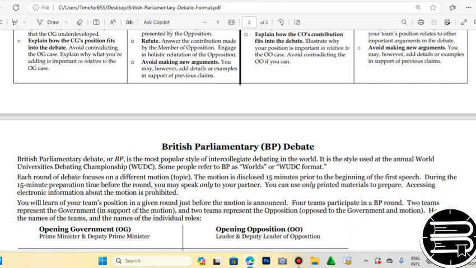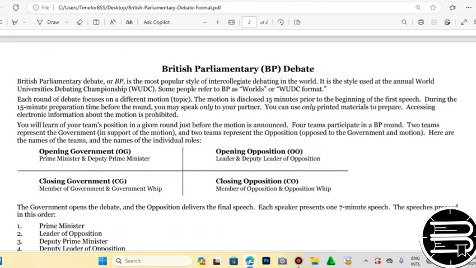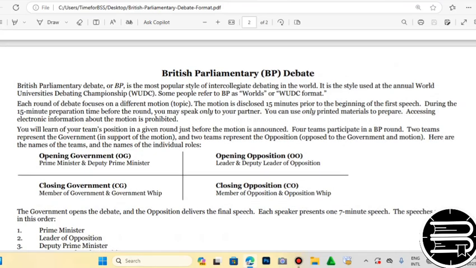It is the most popular style of debating, known as intercollegiate debating in the world. It is a style used at the annual World University Debating Championships. Some popularly refer to it as BP, or as Worlds, or the Worlds format.